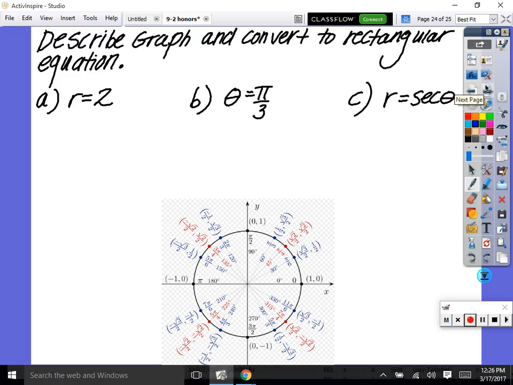Okay, it says describe the graph and convert to rect. This is literally the last example. Then I'll give you the homework. And we might not even need to do it.